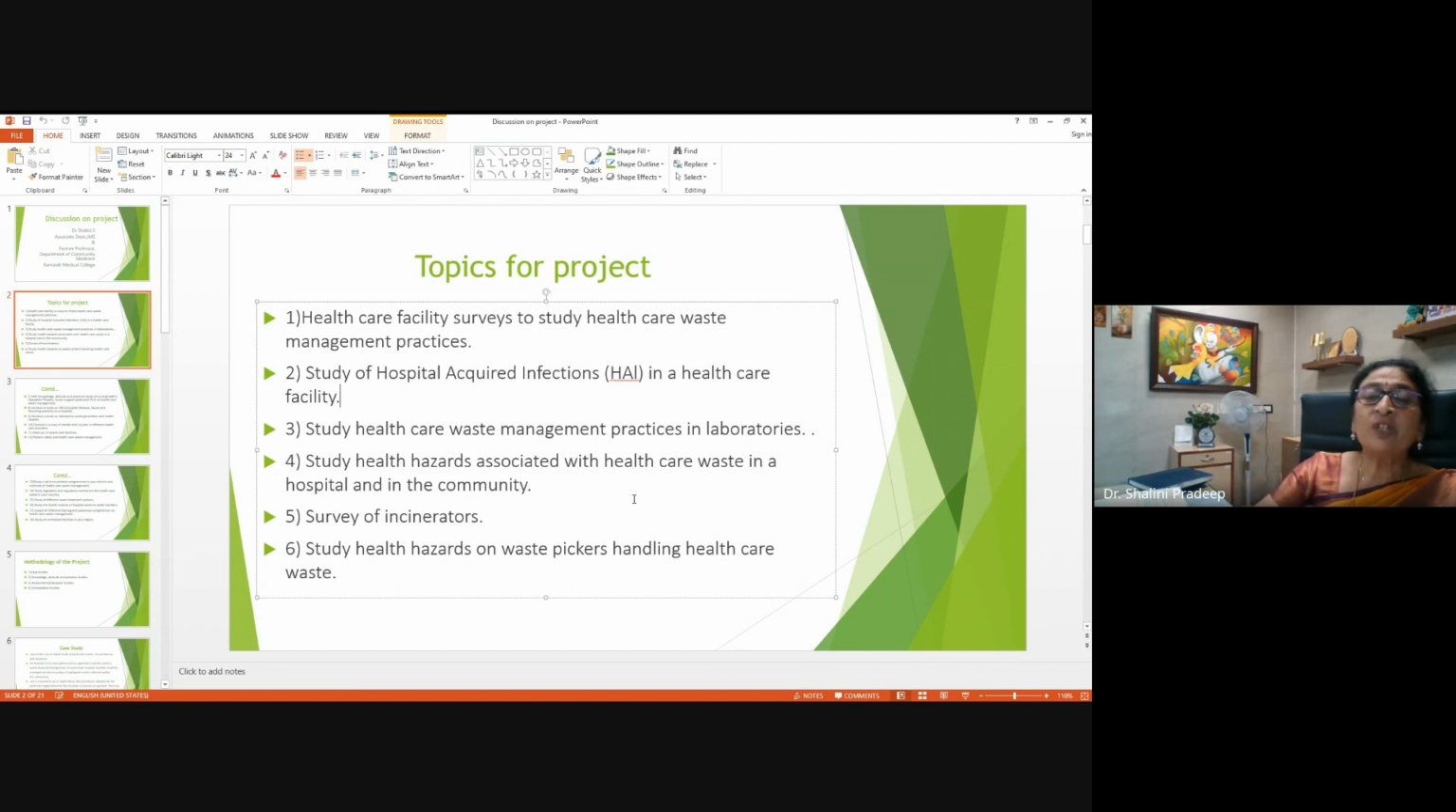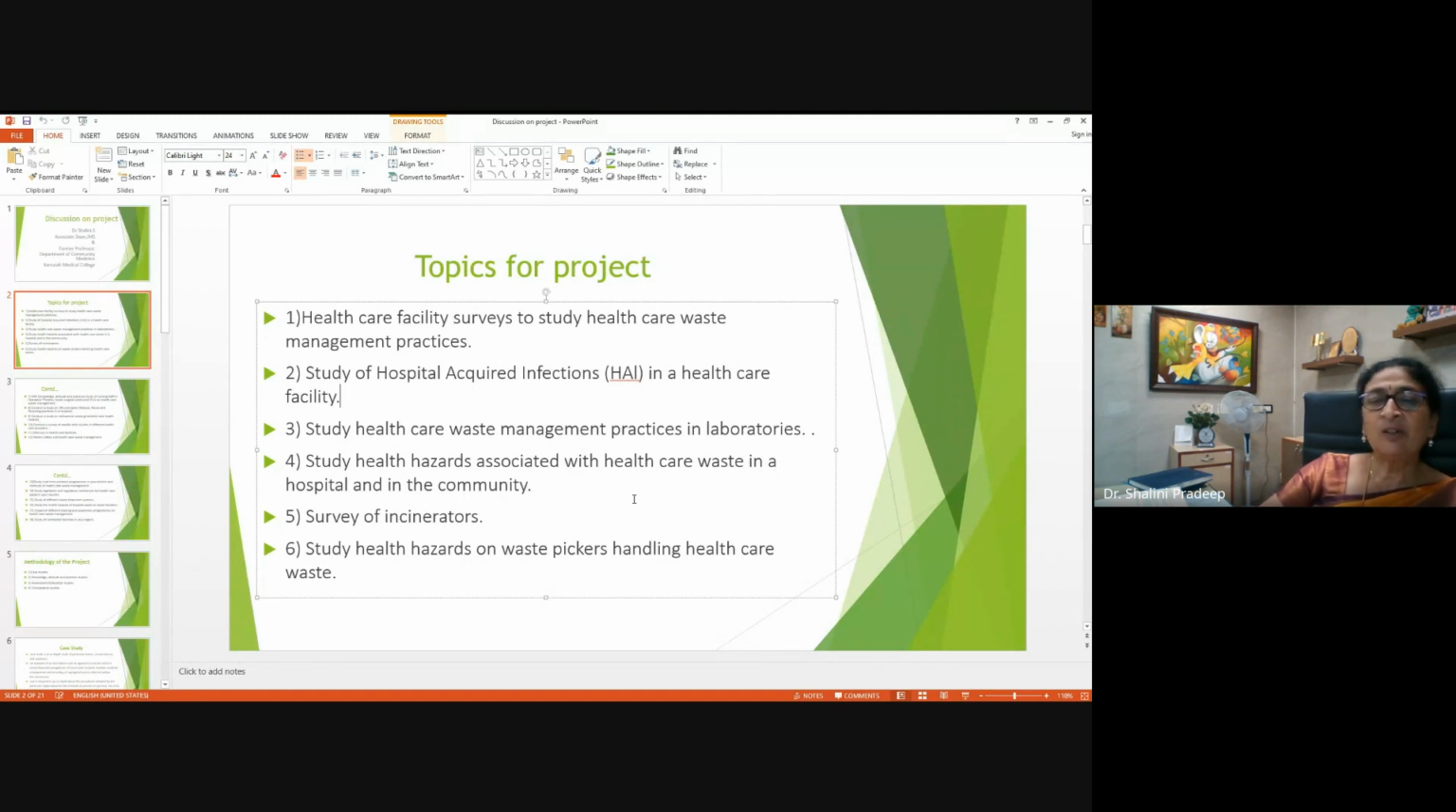For example, those who are picking up the healthcare waste in the community. That is the rag pickers, the needle stick injuries among them. And they are handling the infected waste also. Sometimes if it is thrown, as I told you yesterday, in the home based care, if it is thrown along with the solid waste, what happens?